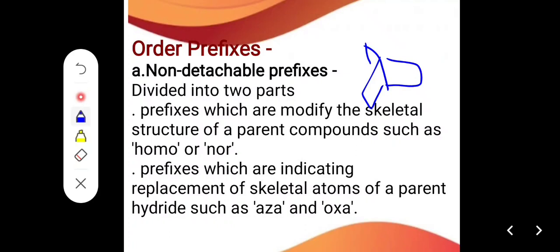The other type is prefixes which indicate replacement of skeletal atoms of a parent hydride, such as aza and oxa. Compounds having aza or oxa involve the replacement of carbon or hydrogen atoms by oxygen and nitrogen in the compound. So these two types of prefixes are part of the non-detachable prefixes: the first modifies the skeletal structure, using homo or nor type terms, and the other, aza and oxa, denotes the replacement of atoms.